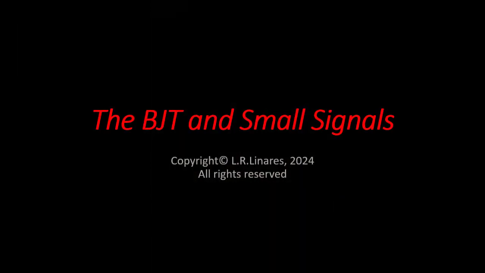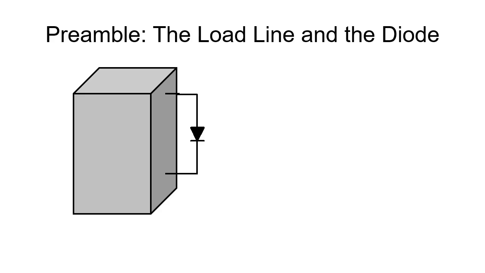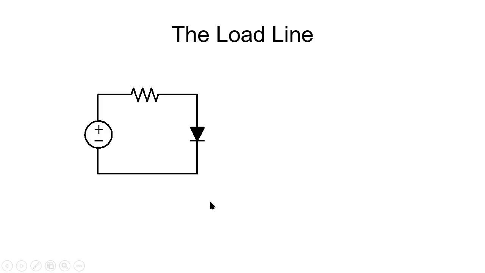Tonight our conversation is about the BJT and small signals, and we begin remembering how a diode behaves in front of small signals. The diode is connected to a linear circuit inside that gray box. The linear circuit can be characterized by a Thevenin equivalent with a Thevenin voltage and a Thevenin resistance. The current in the diode and the voltage in the diode is what we want to find.